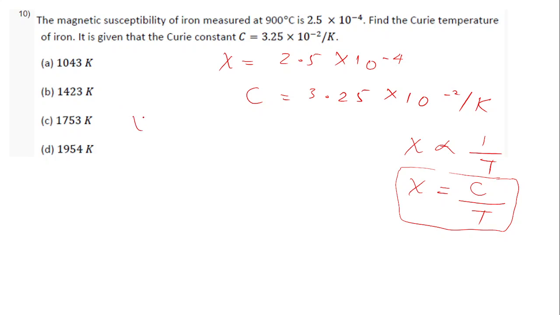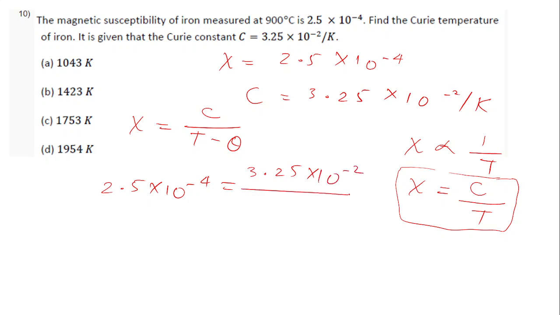This was for paramagnetic material. For ferromagnetic material, the expression is like this. Chi is given, which is 2.5 times 10 to the power minus 4. C is 3.25 times 10 to the power minus 2. Theta is the Curie temperature we need to find out. T is the present temperature, which is 900 degrees centigrade. We need to change it to Kelvin.